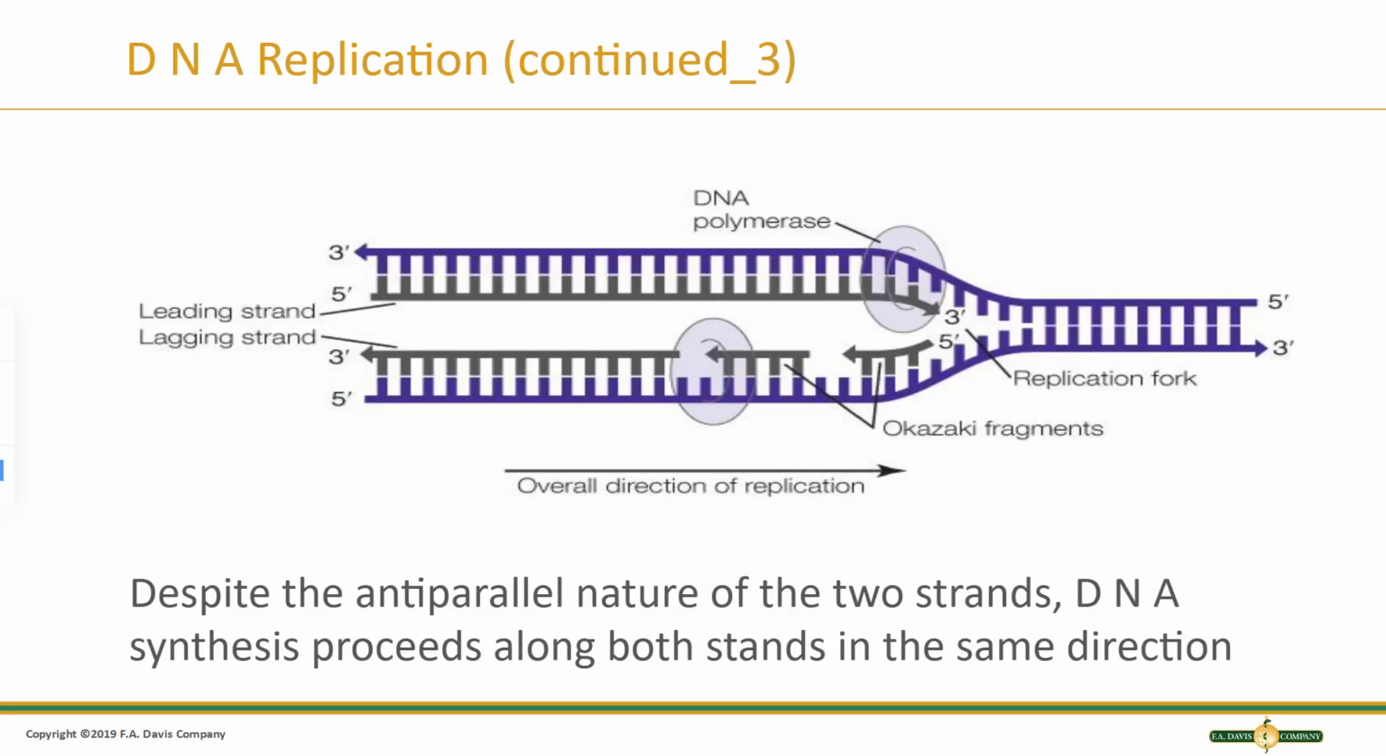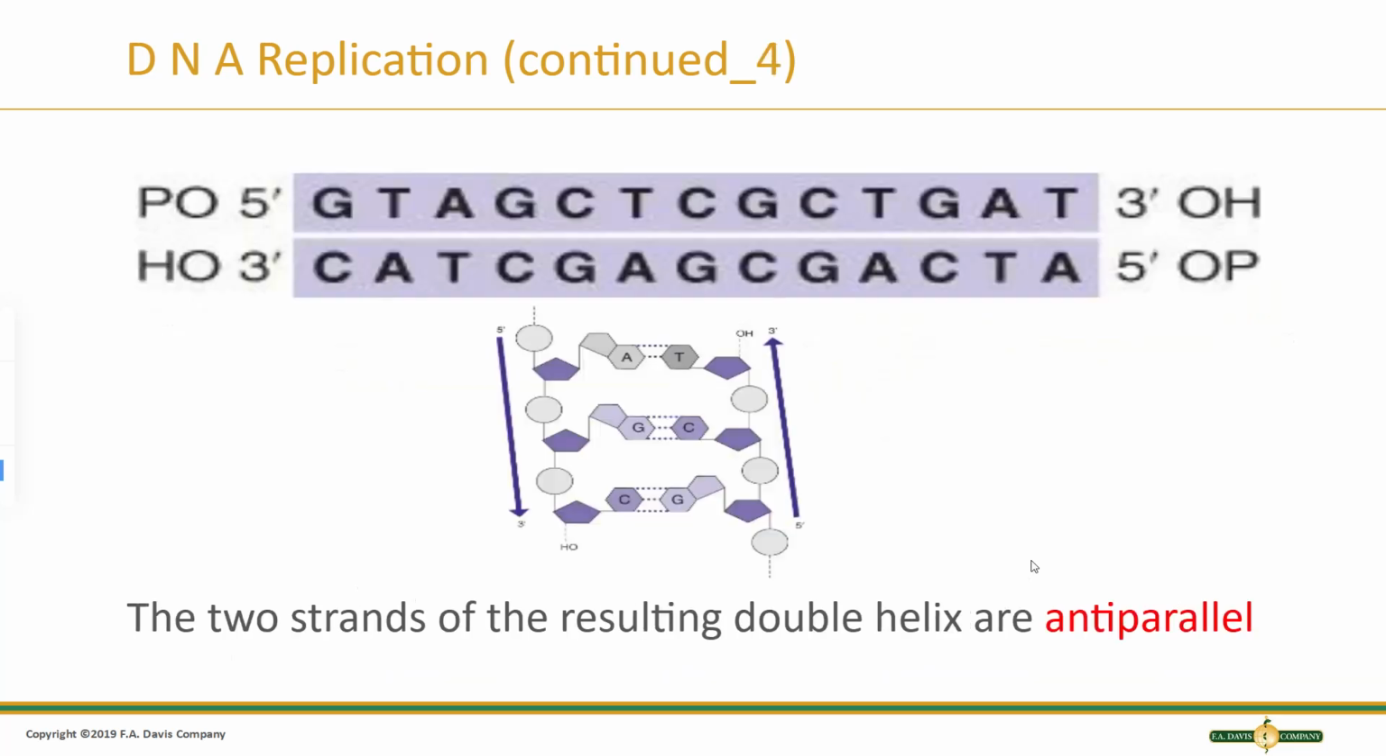So this is what that looks like. You have the Okazaki fragments, and eventually DNA polymerase 1 is going to replace those RNA primers with DNA, and then all of these segments are going to be glued together. The two strands of the resting double helix are known as being anti-parallel, meaning that they are produced in opposite directions.